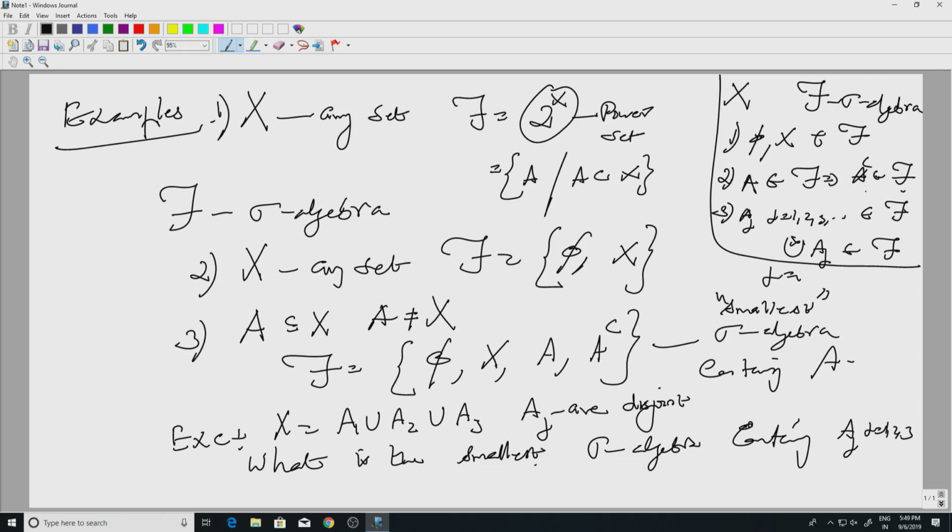So, we saw the smallest sigma algebra containing one set A in this example. Similarly, what will this be? You can write this down explicitly. You know that it should have A1, A2, and A3. Similarly, it should be closed under complementation and so on. So, you fill up by taking complements, unions, etc. You will get all possible sets, and that will give you an explicit expression for the smallest sigma algebra containing A1, A2 and A3. But let us continue with some more examples.